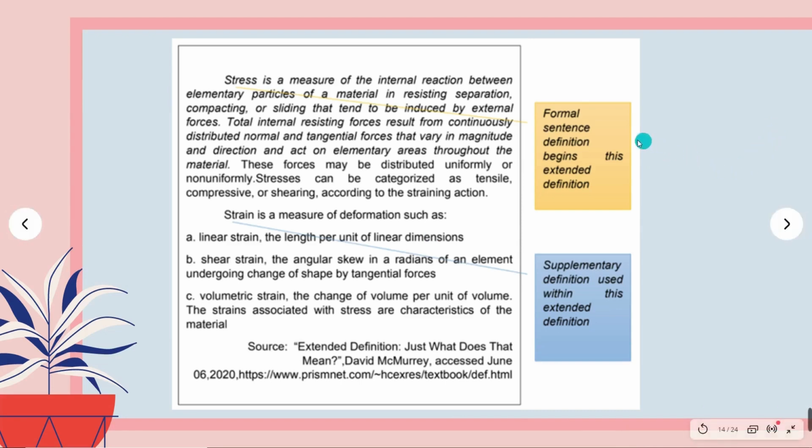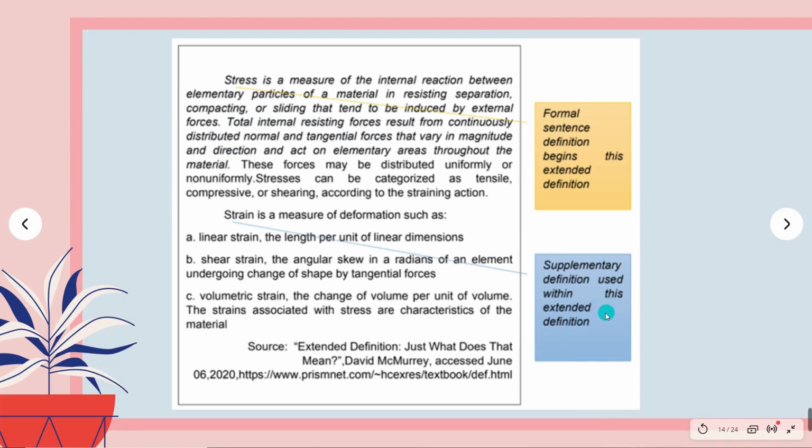Let's have the formal sentence definition begins this extended definition. So the first sentence we have here: stress is a measure of the internal reaction between elementary particles of a material in resisting separation, compacting, or sliding that tend to be induced by external forces. The first sentence is an example of formal definition. Now let's proceed to the next one.